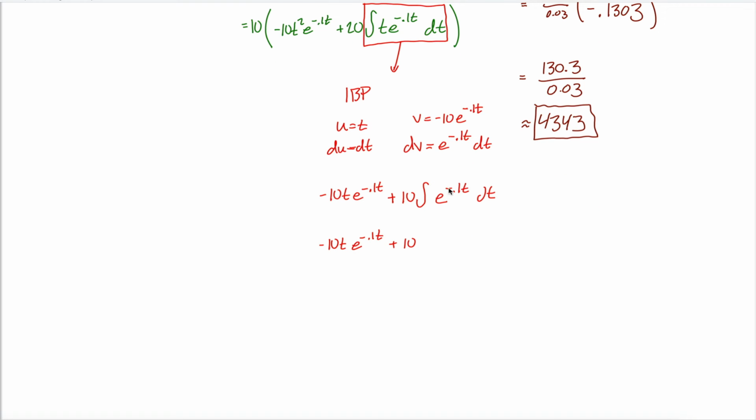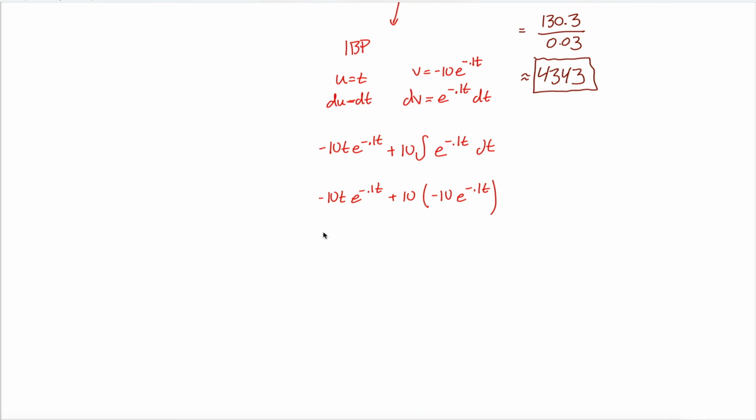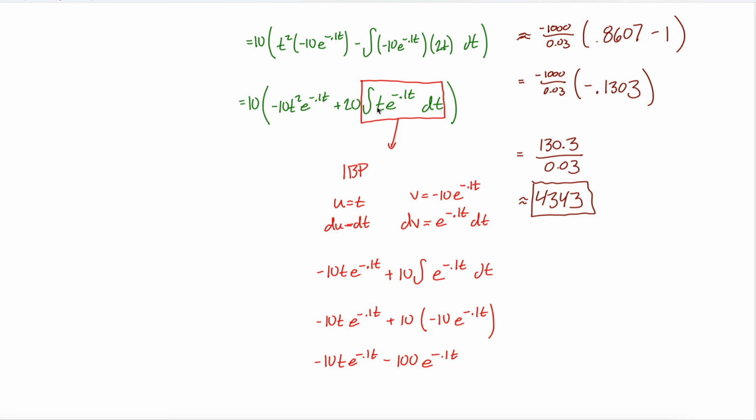Instead of writing the integral of e to the negative 0.1t dt, what I'm going to write is negative 10 e to the negative 0.1t power. I'll clean this up just a little bit. I got negative 10t e to the negative 0.1t minus 10 times 10 gives me 100 e to the negative 0.1t. So that's my answer. No, that was just this part of the integral.